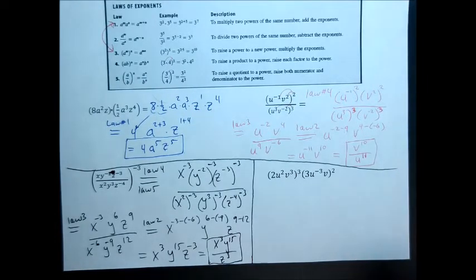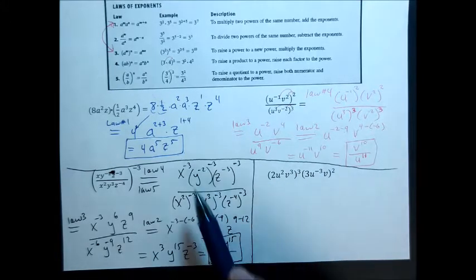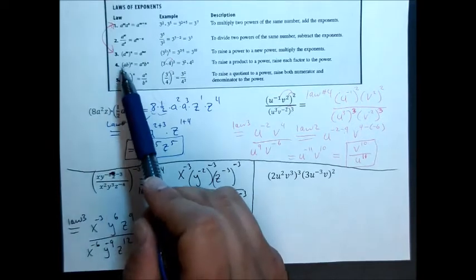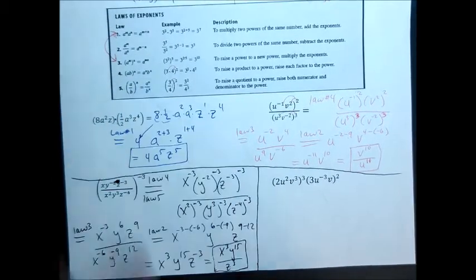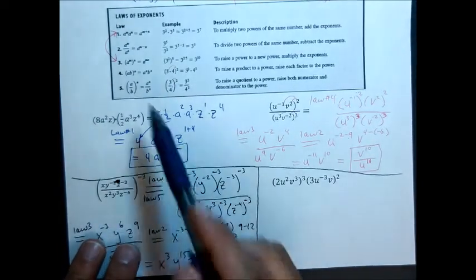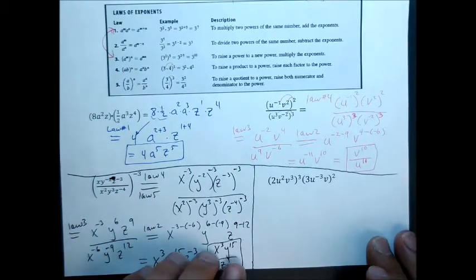So in this first one, we've got two individual parentheses raised to powers, and so the first thing we want to do is use law number 4 to distribute the exponents through the parentheses to each individual term. And then when we do that, we'll have powers raised to powers, and we'll multiply the powers. So I'm going to do two steps in one here just to save some space. We're running out of room.